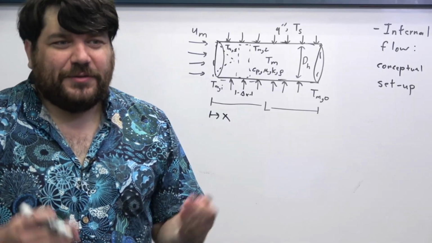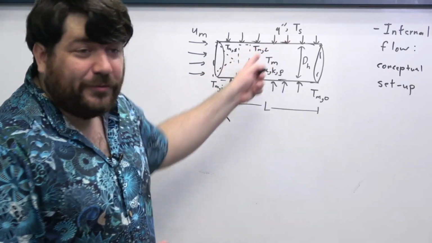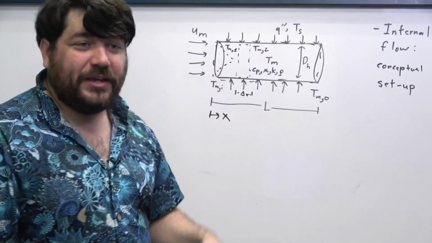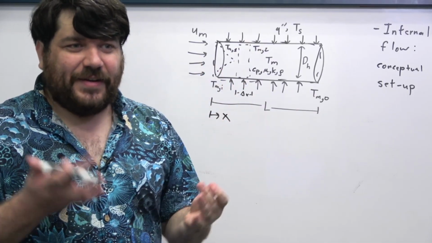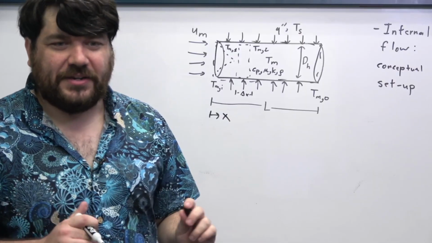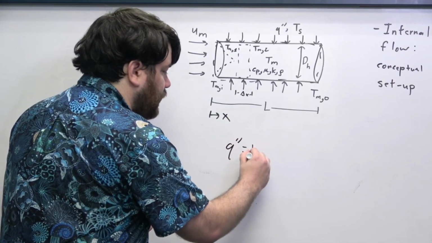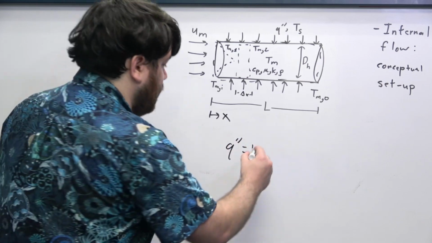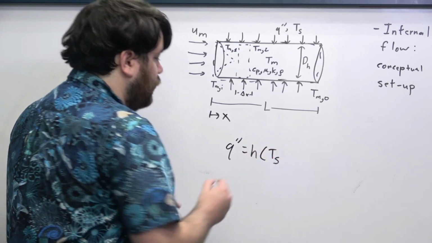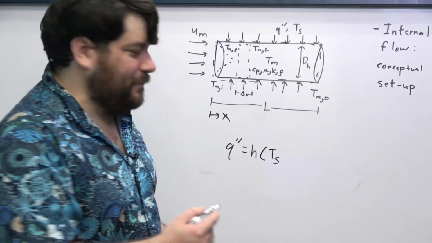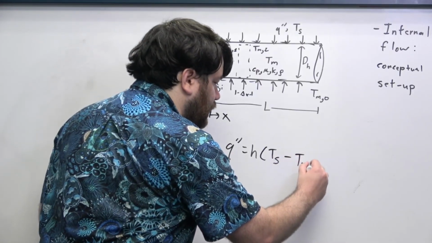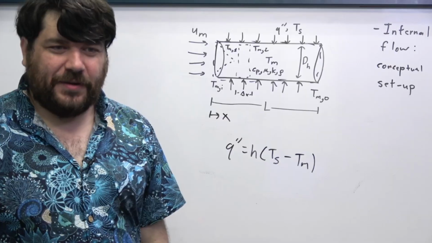And the model that we use to describe heat transfer between a solid, the surface of the cylinder, and the actual liquid is the convective model, the model of heat transfer between different objects. And that model is just that Q double prime is equal to h times the surface temperature of the pipe minus the fluid temperature.